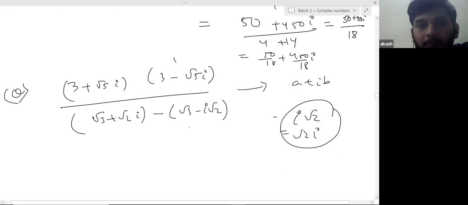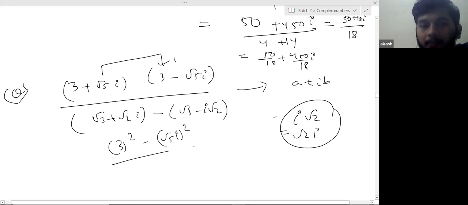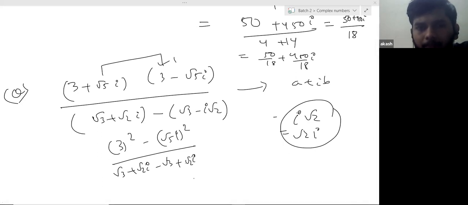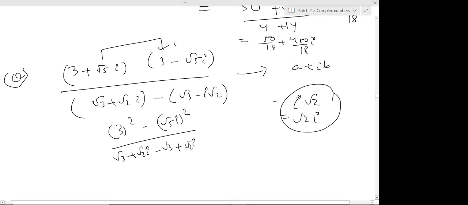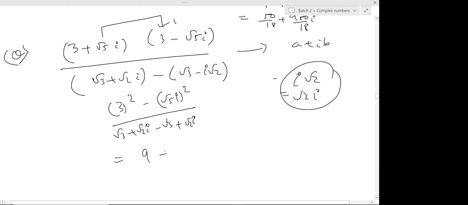All right, let's see how to solve this. First, I can multiply these two, right? So this is 3 square minus under root 5i square upon simplifying this denominator root 3 plus root 2i minus root 3 plus root 2i. Clear? Will be 9 minus 5i square. So it becomes plus 5, nine plus 5. Right. And this root 3 and root 3 is cancelled.